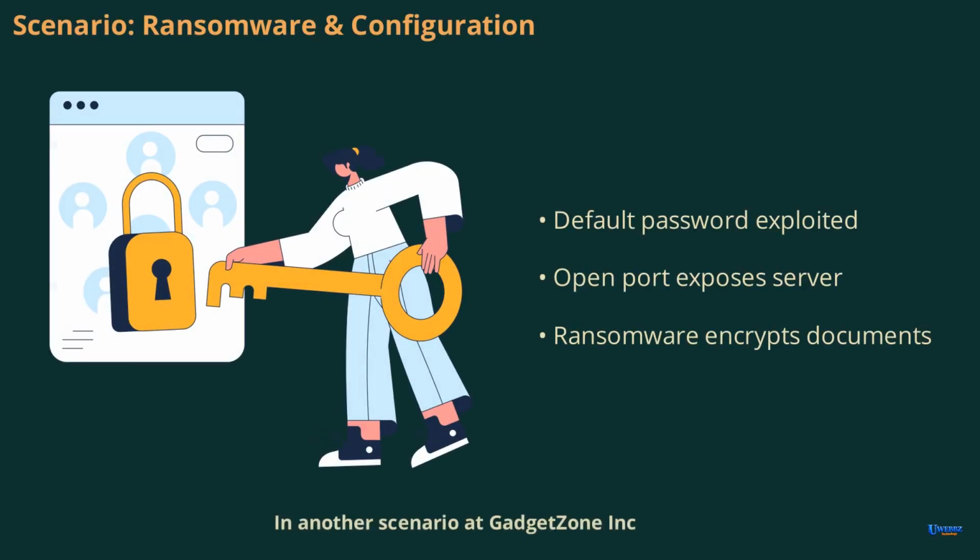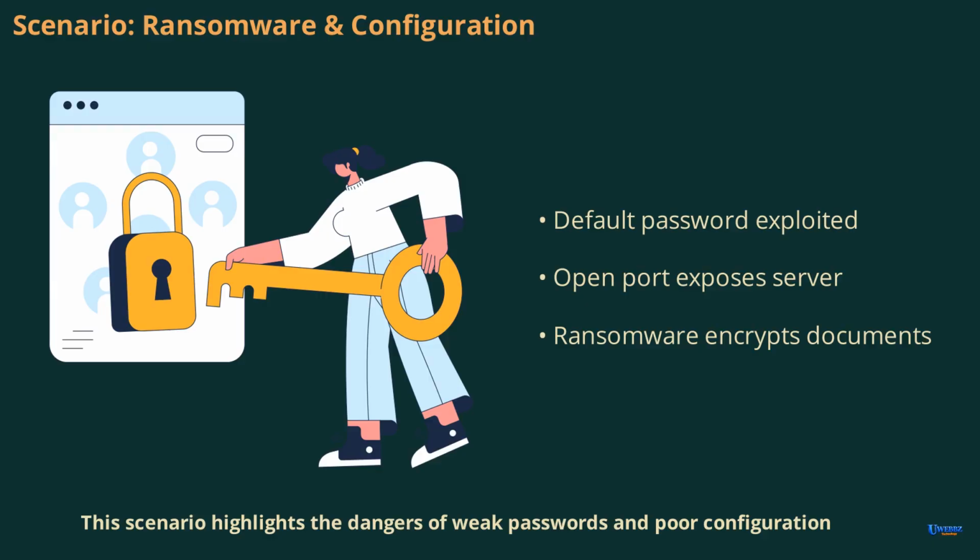In another scenario at GadgetZone Inc., the internal file server uses the default password, admin123, and is exposed to the internet due to a misconfigured firewall. An attacker scans for open ports, finds the server, and guesses the password. Once inside, they deploy ransomware, encrypting all shared documents and demanding a ransom. This scenario highlights the dangers of weak passwords and poor configuration.